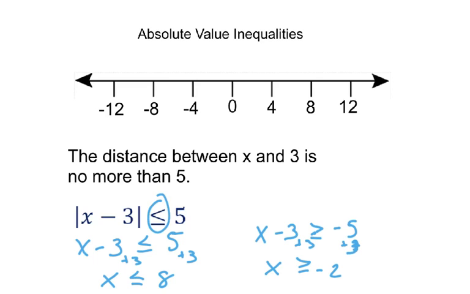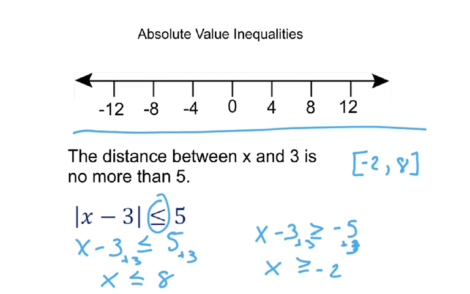We have the or equal to part, so this is a bounded interval. We would use brackets to denote it in interval notation, and we would list the more negative number first. So negative 2, 8. And that's the way we always do that. The more negative number is going to be on the left, just like it is on our number line.